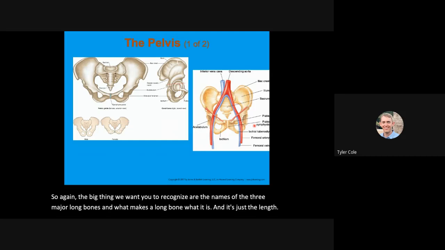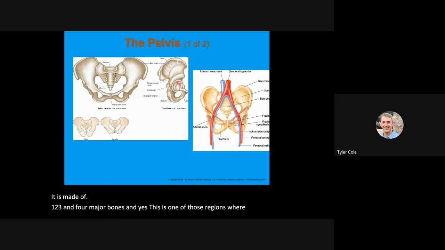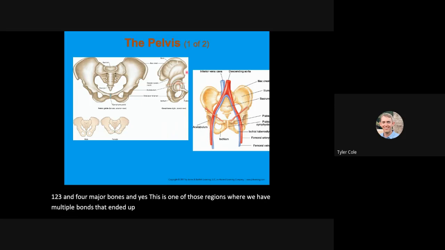And just like our shoulder girdle, we also have a pelvic girdle. So the area where we have our hip joints, where our femur meets the pelvis and where we can walk around. It is made of 1, 2, 3, and 4 major bones. And yes, this is one of those regions where we have multiple bones that ended up fusing together.